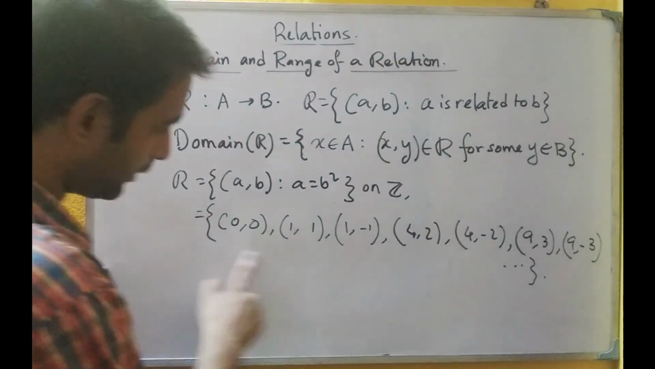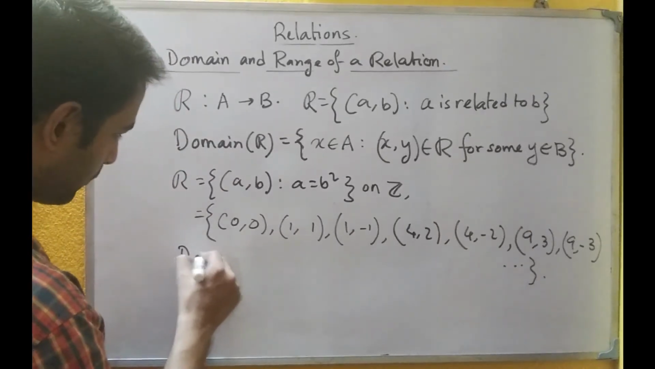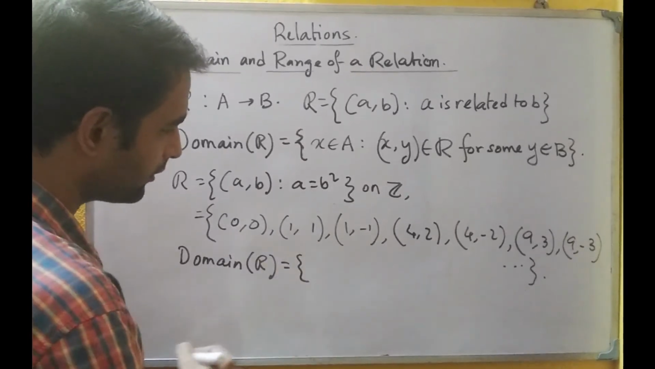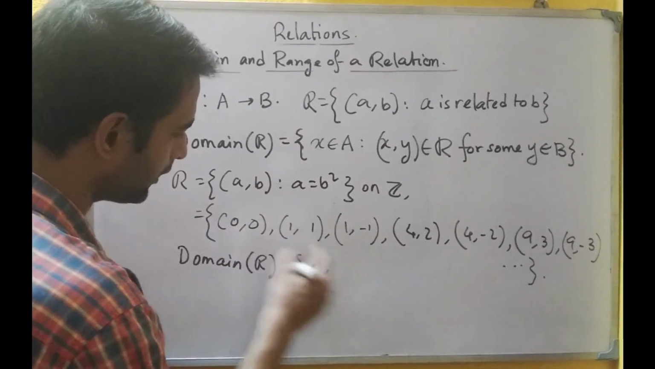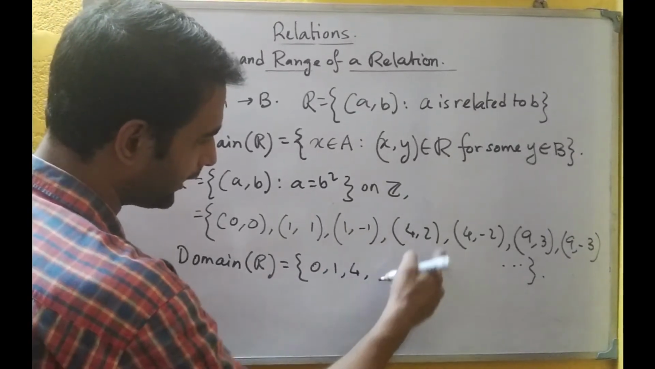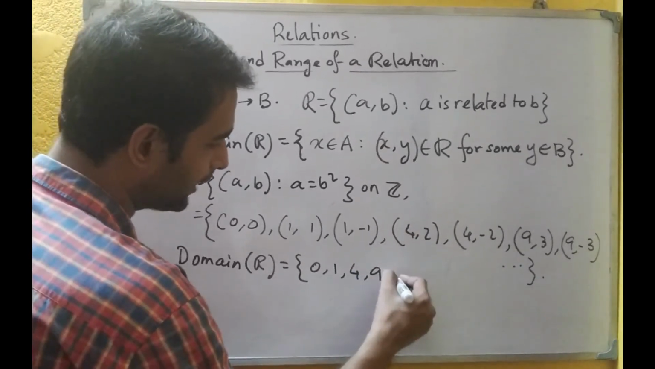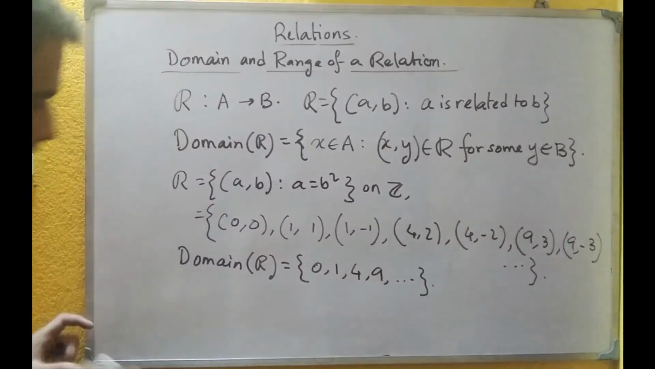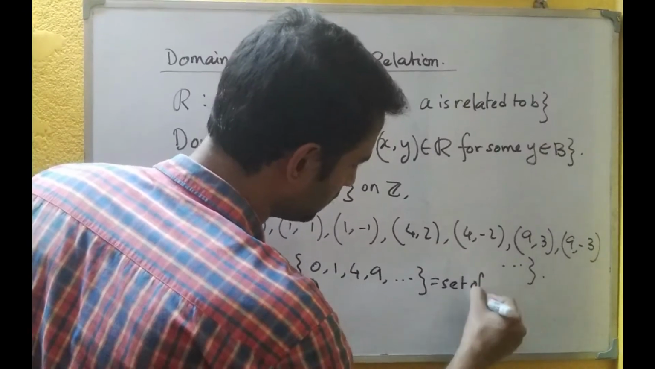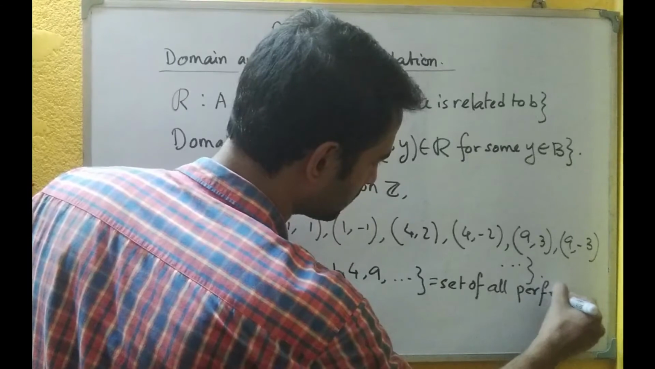So see, if you take all the first elements of the ordered pairs, you will get this set. Domain of this R should be 0, 1, again 1, then 4, again 4, then 9, and again 9, and so on up to infinity. That means it is a set of all perfect squares.